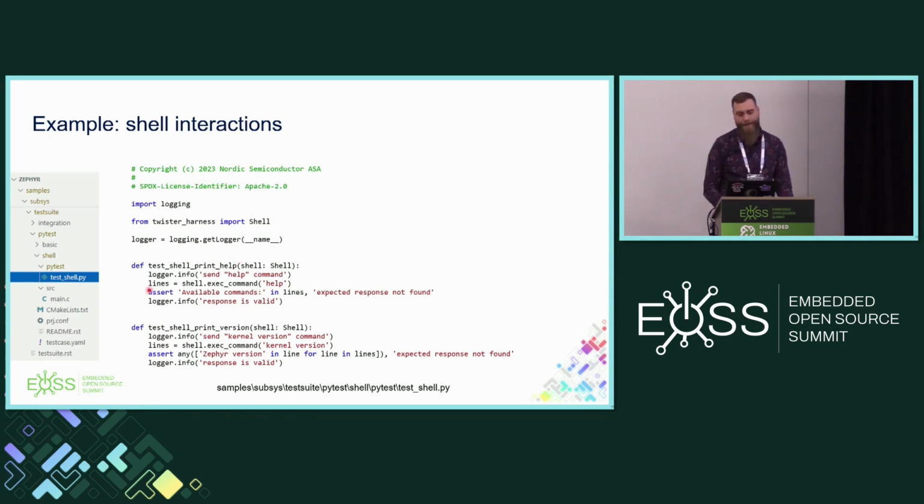And here, this is very straightforward. We use this shell fixture to execute the command help. It will use a write to our device. We get the output as lines, and then we assert that somewhere among the lines we have the available commands, and our test is passing. The other one is basically doing the same, just using a different command. We are executing the command kernel version and trying to verify that among the output we have the Zephyr version string printed.